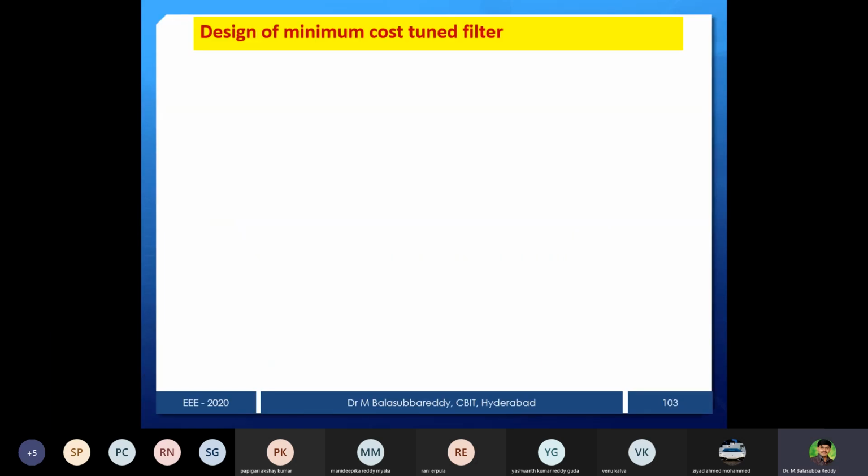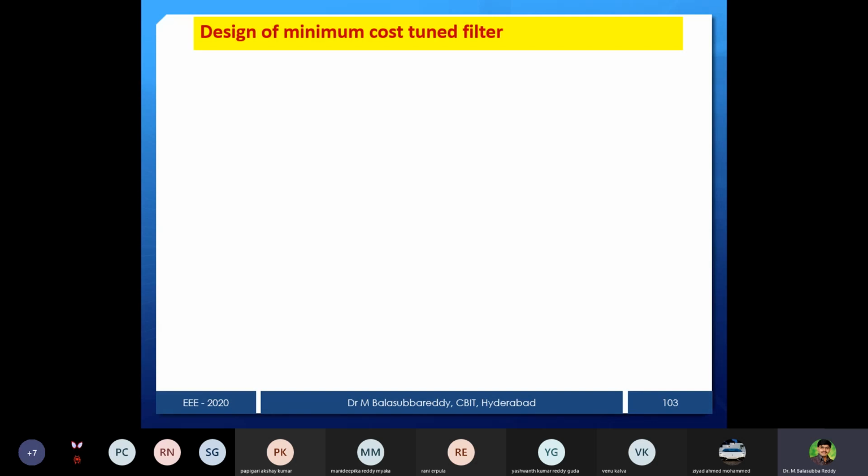Today we'll see the design of a tuned filter. As we discussed in the previous class, there are different types of filter: the single tuned filter, double tuned filter, high pass filter, C type filter. All these things are a brief note, and then we'll move on to the design of a minimum cost tuned filter. Cost is one aspect, and to get the minimum cost we are designing the filter. In this filter, cost is in terms of the requirement of the reactive power.